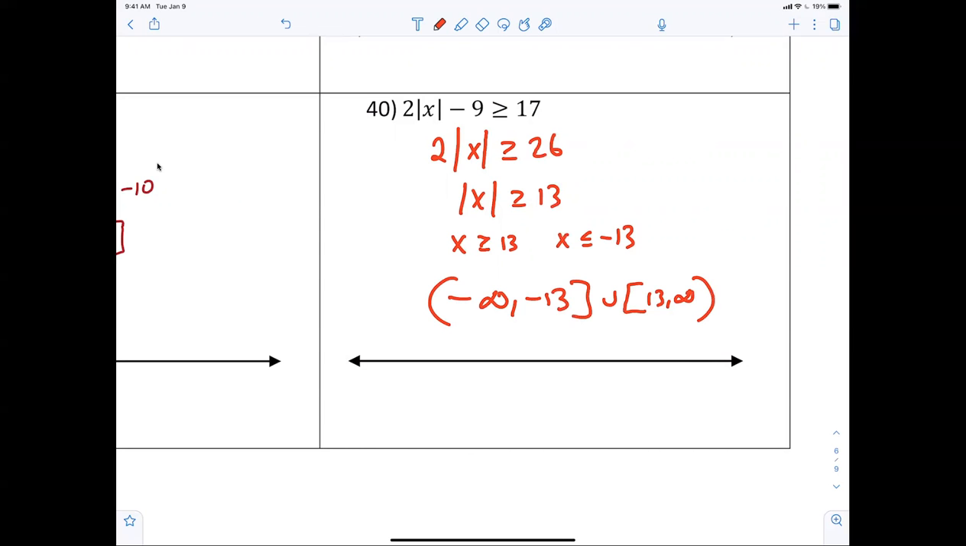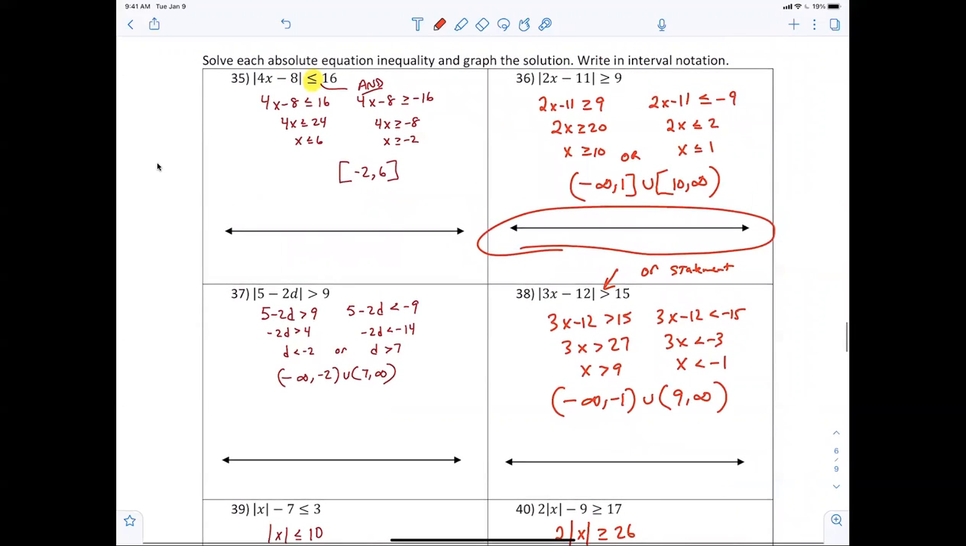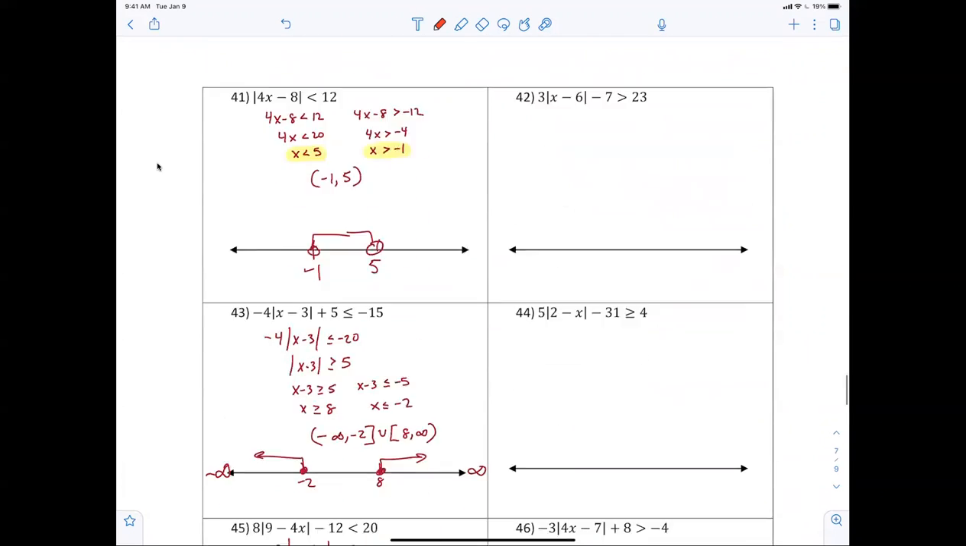Well, what about like 35? That's less than, but it's still less than. Oh, 39. You okay now? All righty.